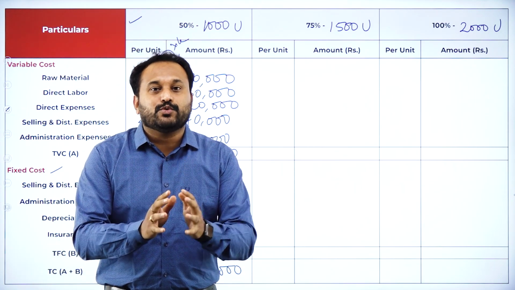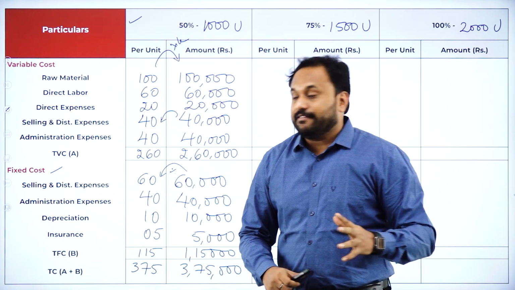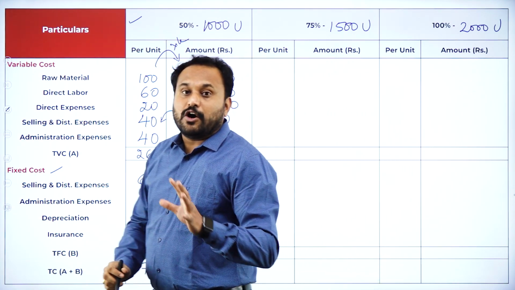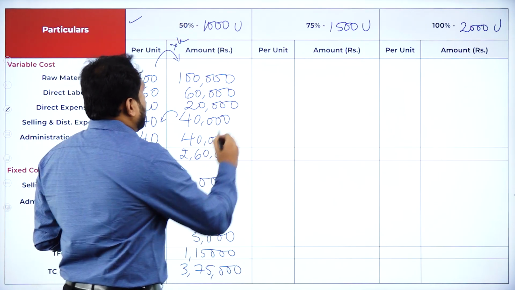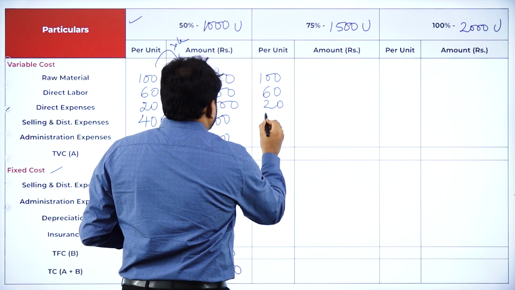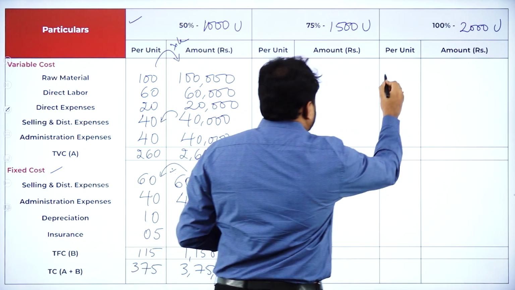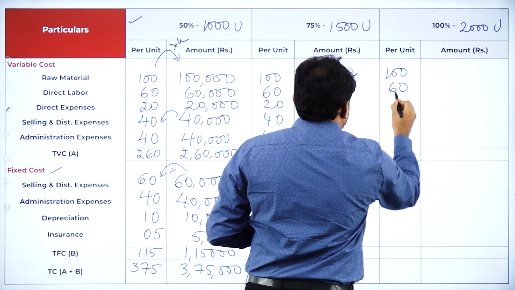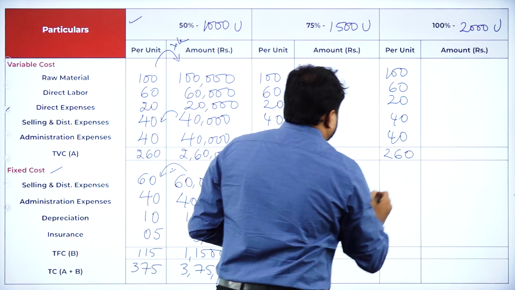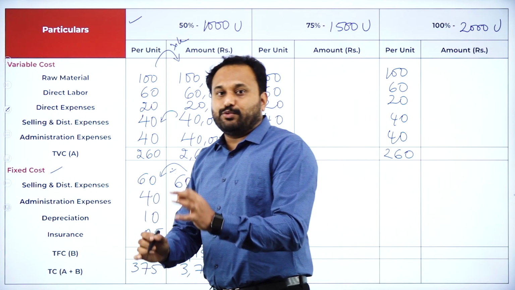Variable cost per unit will never change. What is that? Variable cost per unit will never change. That means whatever the per unit is here, that will never change. So automatically you should start writing here 100, 60, then we have 20, 40 and then 40. Total is 260. Here also the same, 100, 60, 20, 40 and 40. The total is 260.